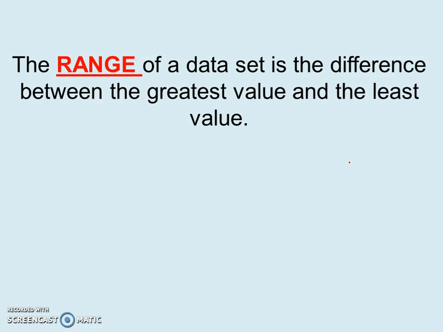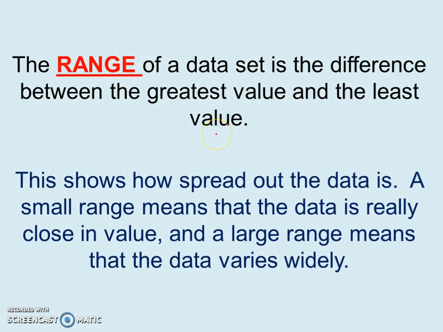All right, and last term is the range. So the range of a data set is the difference between the greatest value and the least value. Often we'll refer to the greatest value as the maximum and the least value as the minimum. And essentially we use range to show how spread out the data is.